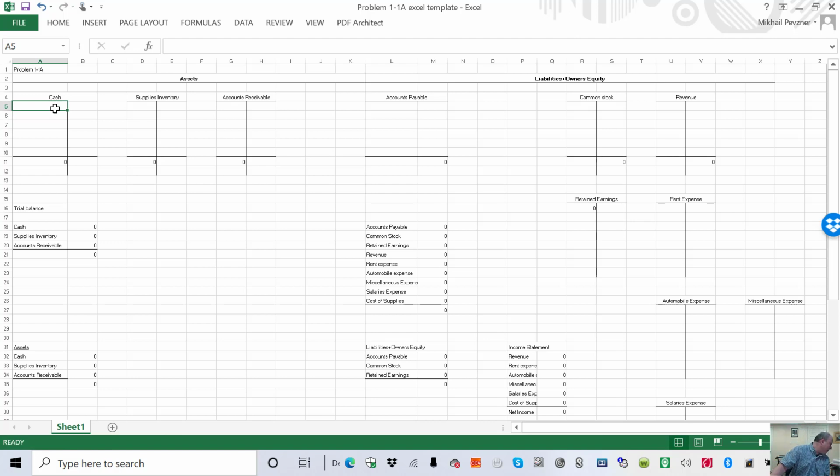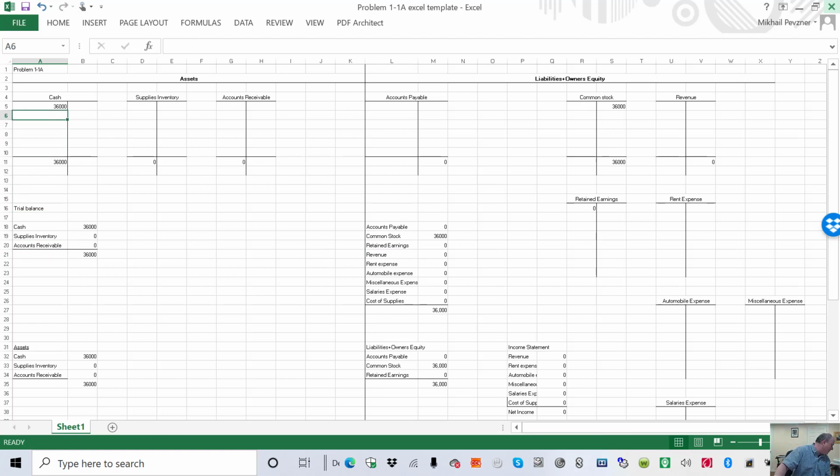First transaction says the owner opens a business bank account with a deposit of $36,000 in exchange for common stock. That's a debit of cash of $36,000 and credit to common stock of $36,000. Because they're increasing assets and that's debit, the cash is debited, and they're issuing equity, and the equity goes up, it's credited. Note here I have the trial balance right here, and it's in balance.